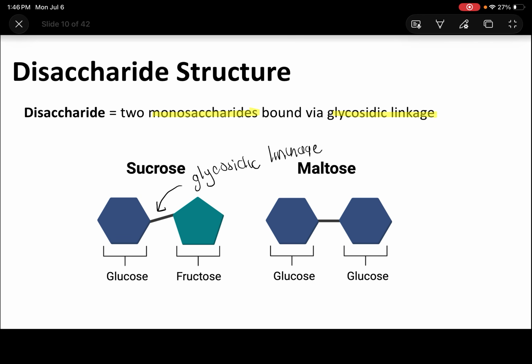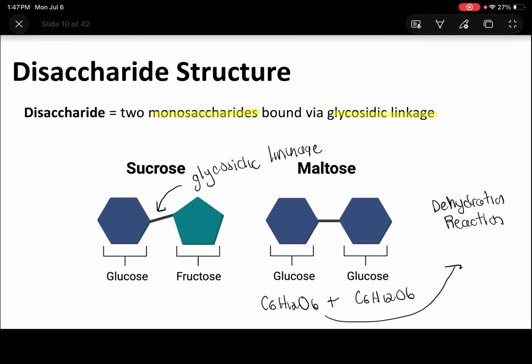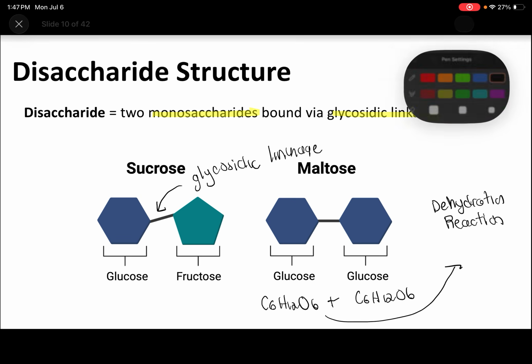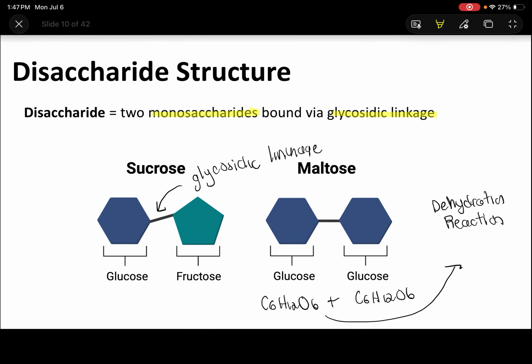So if we have 2 molecules of glucose, C6H12O6 plus C6H12O6, those 2 molecules are going to come together via a dehydration. We're going to remove water, and that will form this glycosidic linkage. Depending on which monomers you have as part of the disaccharide changes its name. For example, 2 glucose molecules together are called maltose.